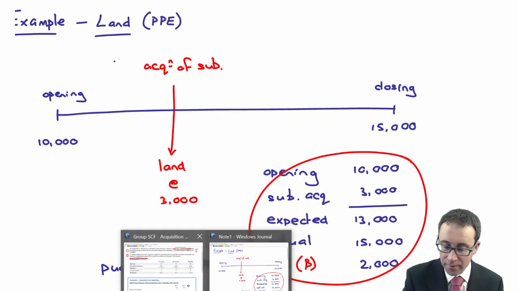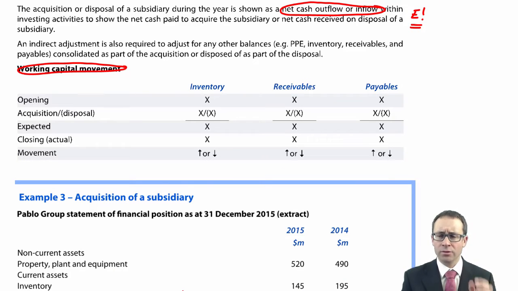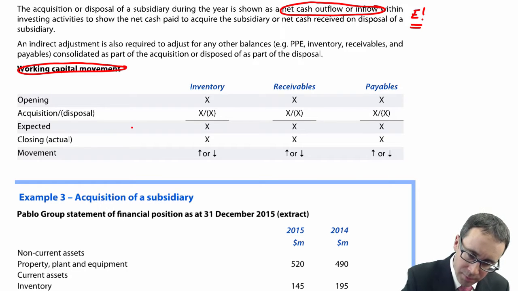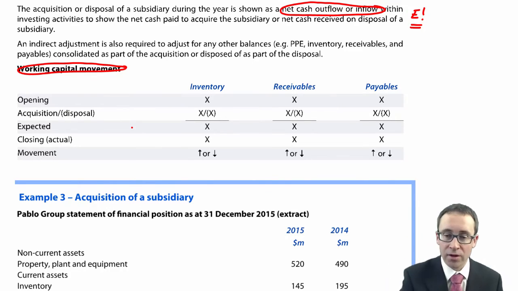So what you do there is you take your opening balance for inventory, receivables and payables. You've got the acquisition or disposal. So if it's an acquisition, you add the balance in. If it's a disposal, you deduct it. That then gets you to your expected. You then compare it to the actual, and then you can start to see the movement, what the difference is, and whether that is an increase or a decrease in inventory, receivables or payables. Okay. So what I would do is learn that working. If you do, it's going to make your life that much simpler, trust me.